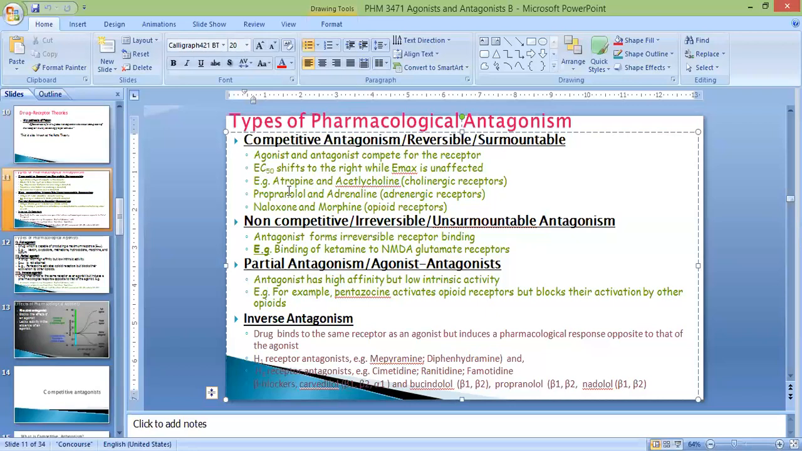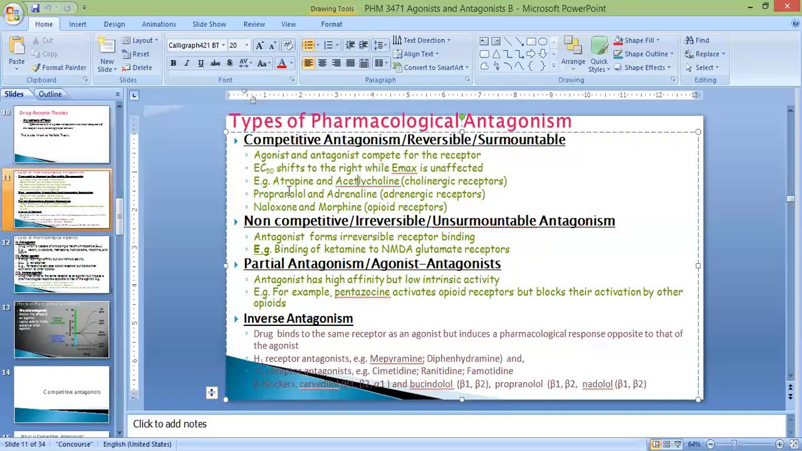Non-competitive or irreversible, again, just a repetition. This is where the drug is binding irreversibly to the receptor, right? And when we say irreversibly, we know covalent bonding has occurred. Simple as that. The drug binds irreversibly to the receptors.